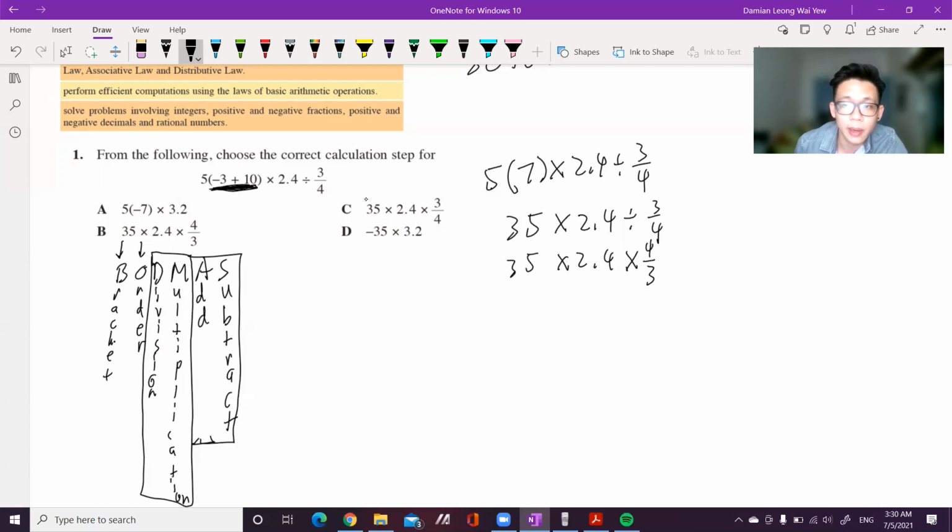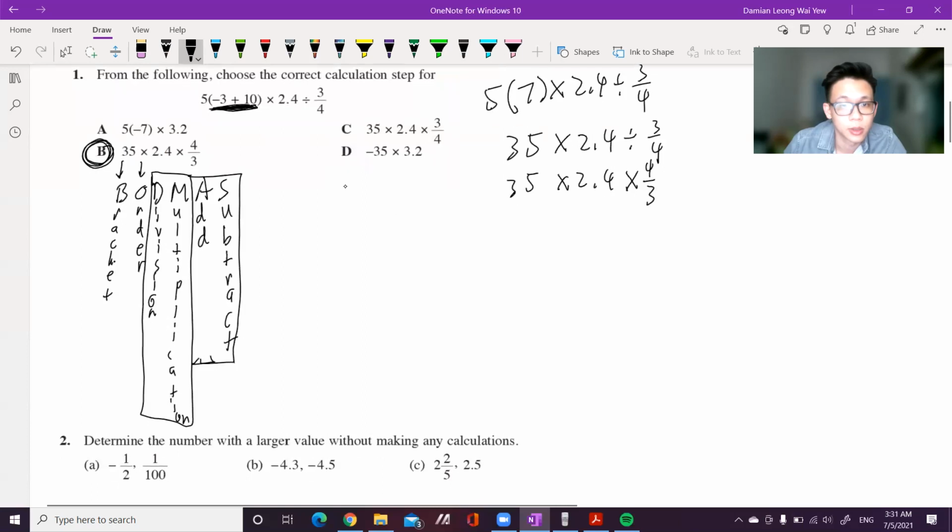Because when I divide and divide again, something that I divide first is basically the same as times. That's why it goes on top. And divide 3 is the same as times 1 over 3. So that's why when you divide by a fraction, you can just change to times and then flip it around. Okay, so now you can see it's the same as this one. That means the answer here is B. Right?